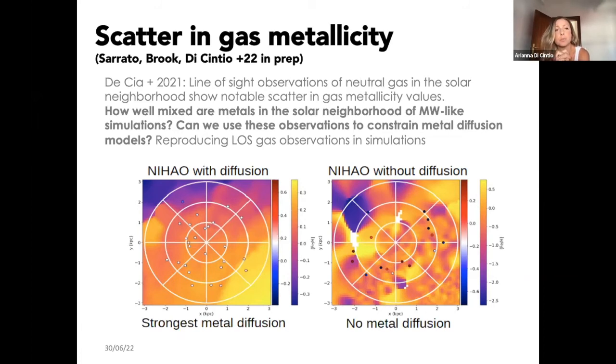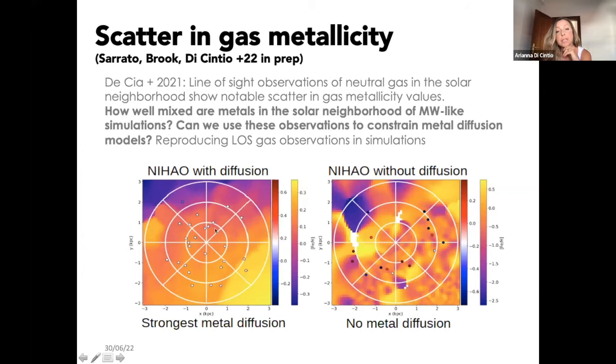We're doing this work together with Jorge Sarrato, a master's student. What I'm showing you in these two images is a simulated Milky Way within the NIHAO local group simulations, run with and without metal diffusion. It's particularly interesting because it's exactly the same initial condition and exactly the same galaxy, just done with and without diffusion. You're seeing here a map of the gas color-coded by its metallicity in the solar neighborhood, where you can see immediately that in the case with diffusion, on the left, the gas metallicity is much more homogeneous than in the case without diffusion.